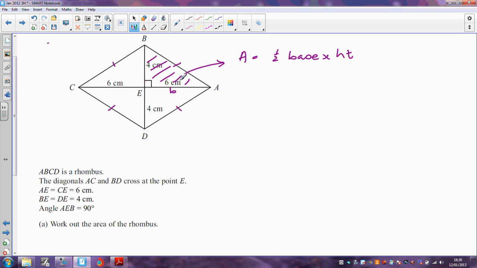So this is my base, 6. This is my height, 4. And the area then is just going to be 6 times 4, which is 24, halved, which is 12 square centimeters, which means that the area of the whole rhombus is going to be 4 multiplied by 12, which is 48 centimeters squared.